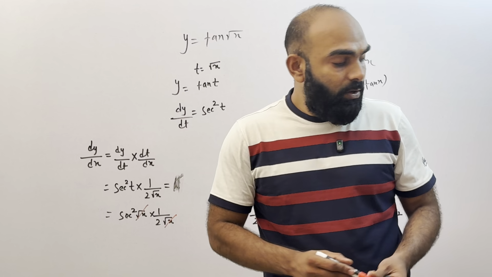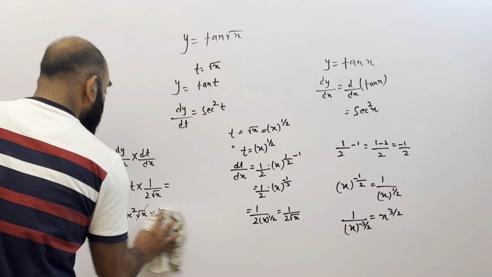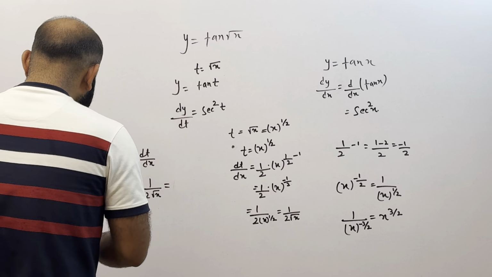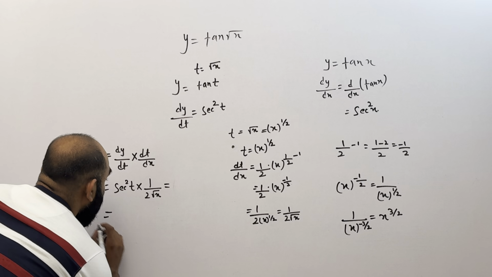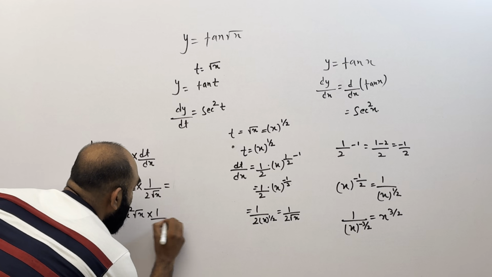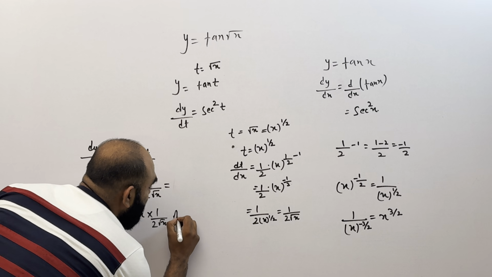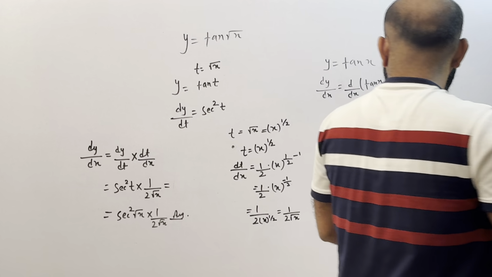Okay? Means, sir, I will write like this. Simply, as you said, I can't cancel. So sec square root x into 1 by 2 root x, and that is your answer. Note it down.